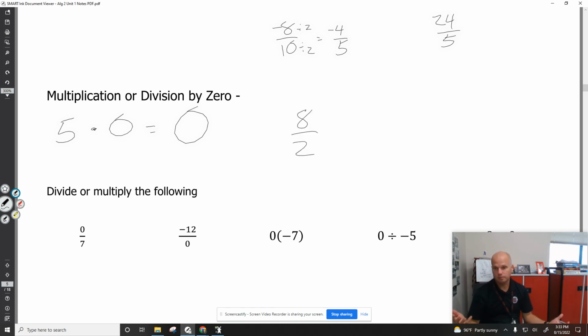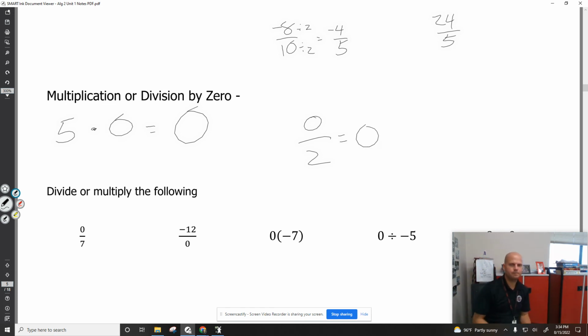8 divided by 2. How many times does 2 go into 8? Or you can think about it this way. What number do you multiply 2 by? How many groups of 2 do you need to get 8? 2, 4, 6, 8, right? 4 groups. So 8 divided by 2 is 4. Well, what about 0 divided by 2? How many groups of 2 do you need to get 0? Or what number do you multiply 2 by to get 0? 0.